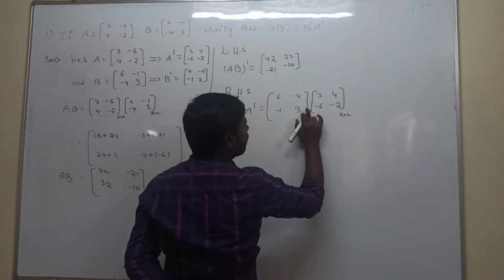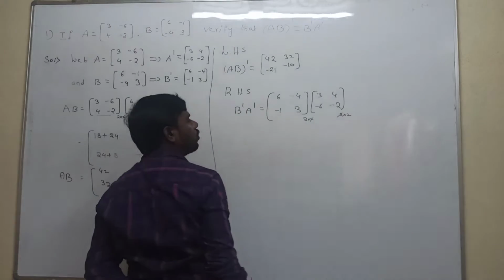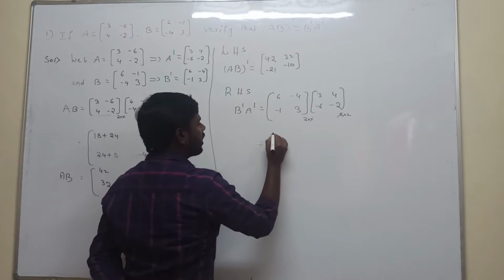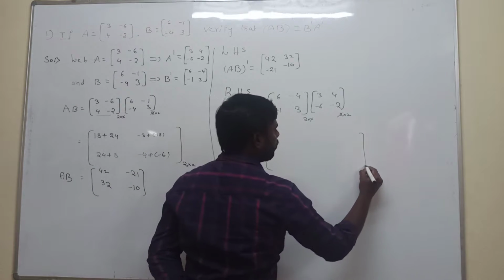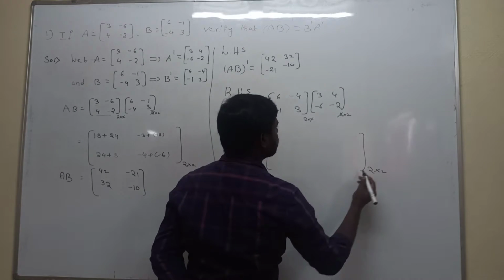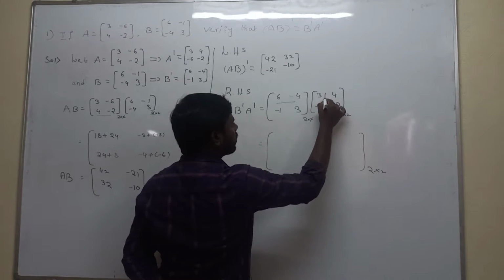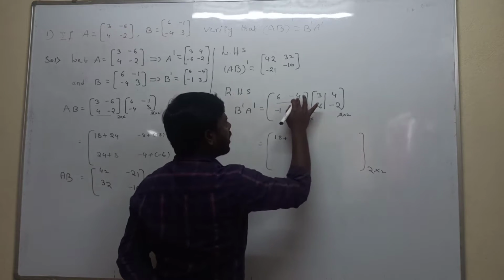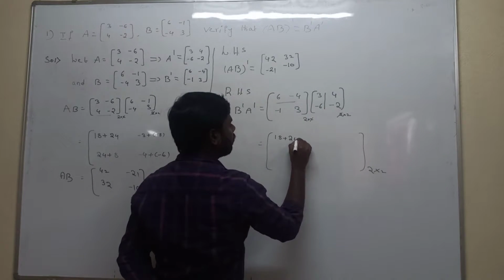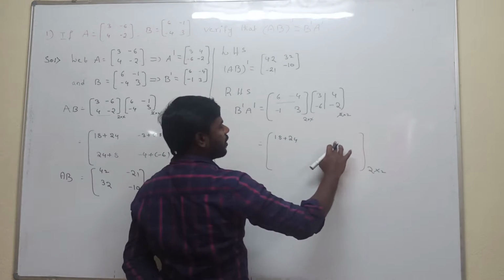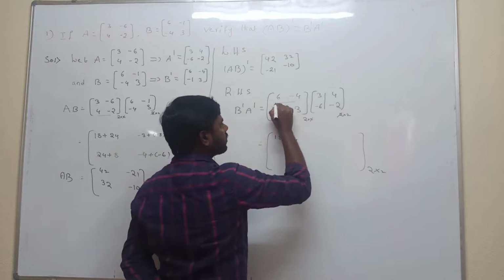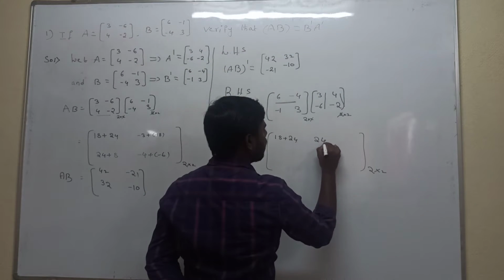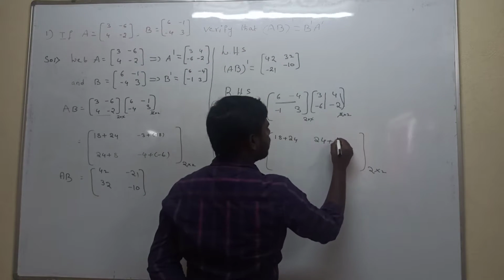The number of columns in the first matrix is equal to the number of rows in the second, so both are equal and we get a 2 by 2 matrix: 2 rows, 2 columns. The product for first row, first column: 6 into 3 is 18, plus minus 4 into minus 6 is plus 24. Next, first row, second column: 6 into 4 is 24, plus minus 4 into minus 2 is plus 8.